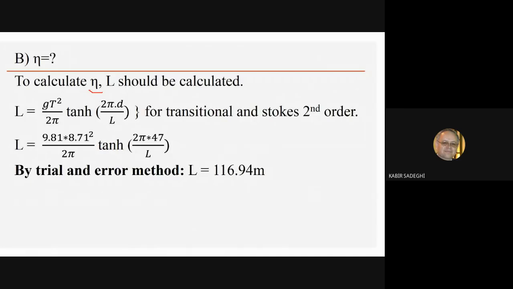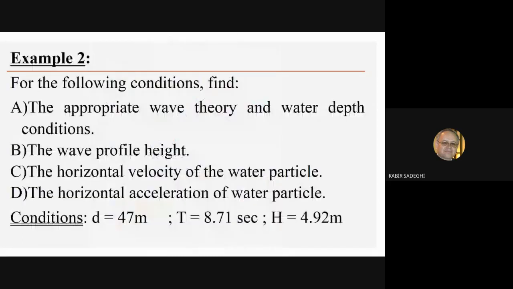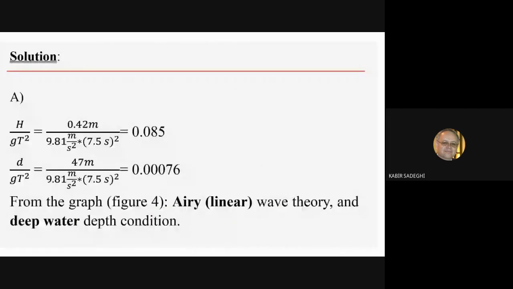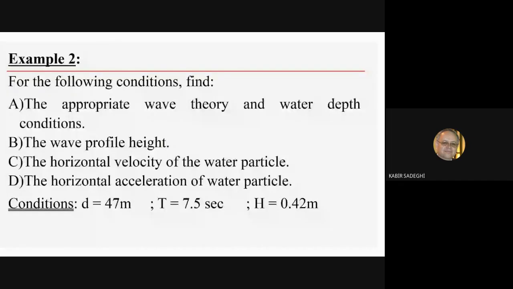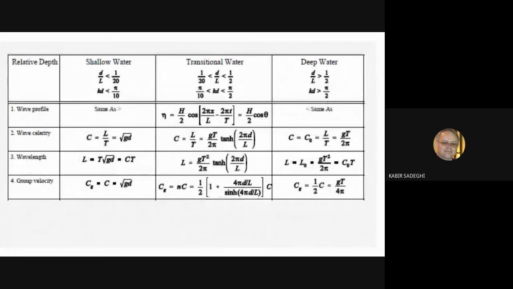When we go there, let's go to the table of transitional water. I think it was before, here in the table. Yes, here. We found that we are at transitional water. Therefore, we should apply eta, this value. Okay, you say, what's wrong?